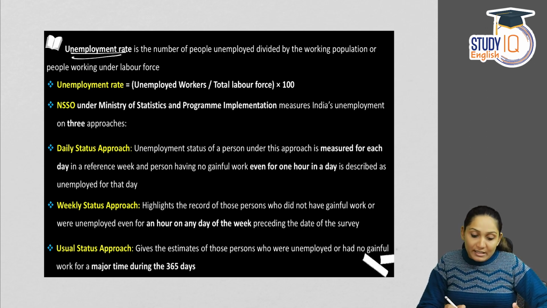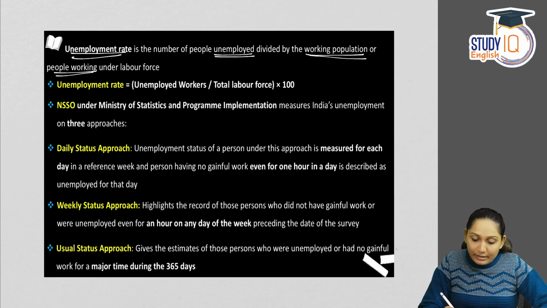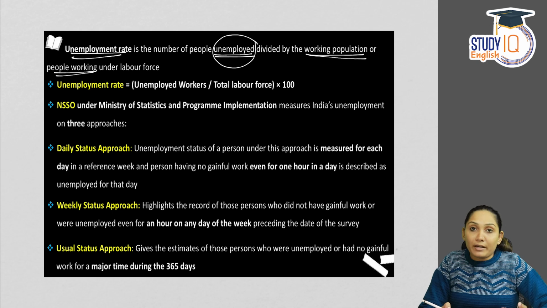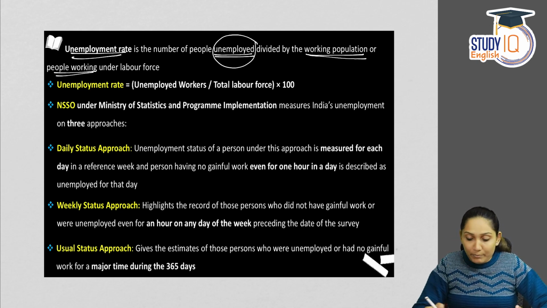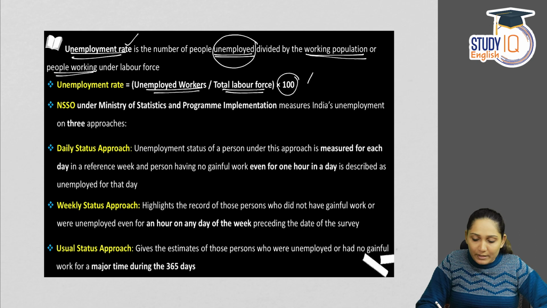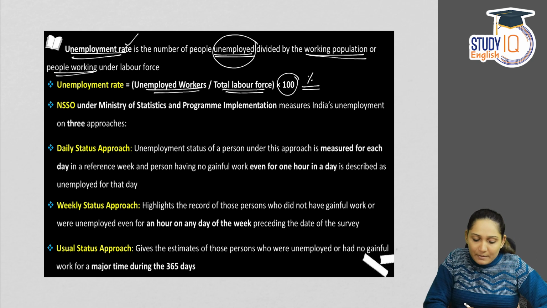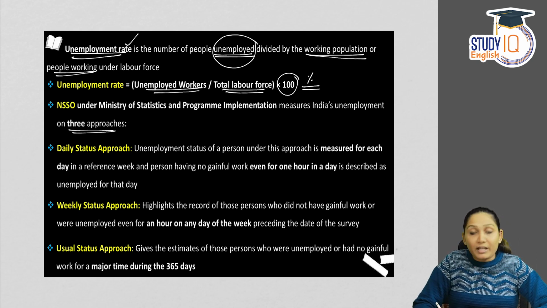What is unemployment rate? It is the number of people unemployed divided by the working population or people working under the labor force. So what is the unemployment rate of a country? That is the number of people who are unemployed divided by the working population or people working under the labor force. So this is the formula: unemployed workers divided by total labor force, into 100, will give you a percentage, and this percentage is the unemployment rate in a country.